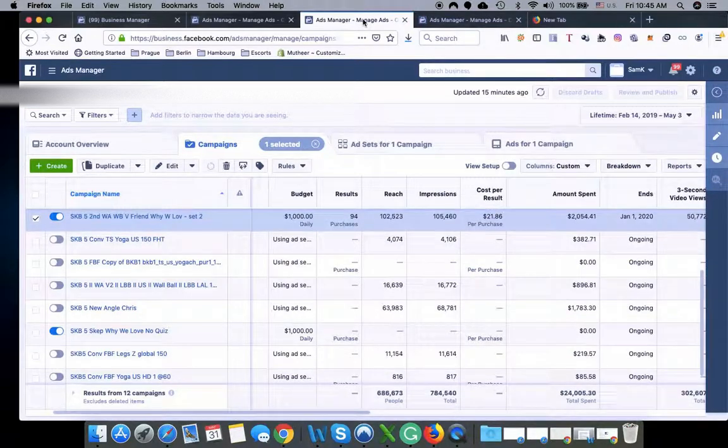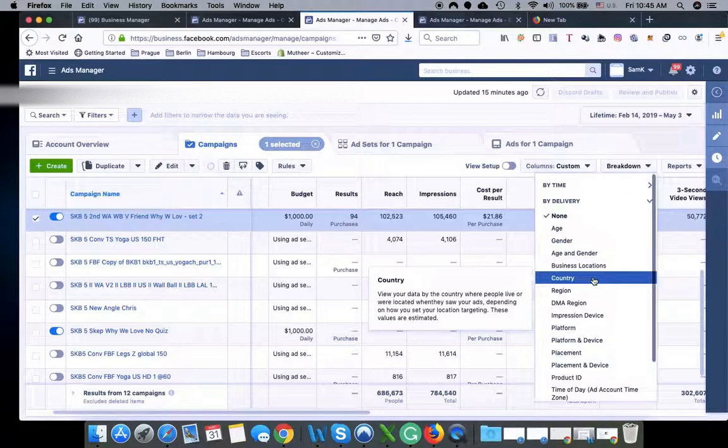So let's look at another account. Breakdown by country.